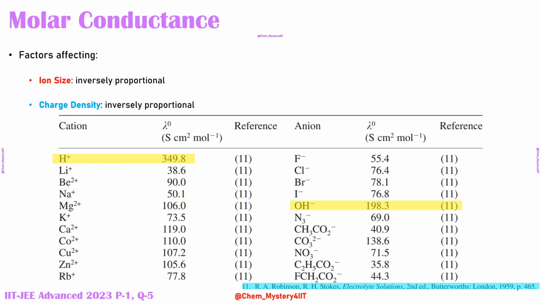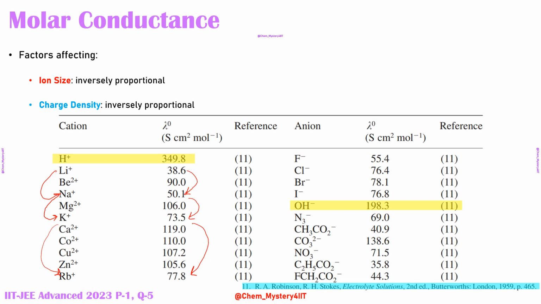We have two things to note here. First of all, when we go from lithium to sodium to potassium to rubidium, as we talked about earlier regarding their sizes, you can see that going from lithium to sodium, conductance is increasing. Going from sodium to potassium, it is increasing again, and again after that. So for the same group, as the hydrated ion size increases, there is going to be a decrease in conductivity. So lithium, biggest in size, has the least conductivity.